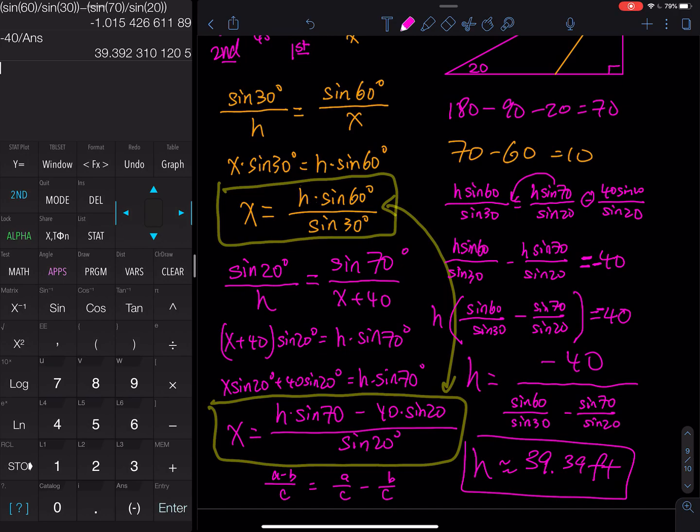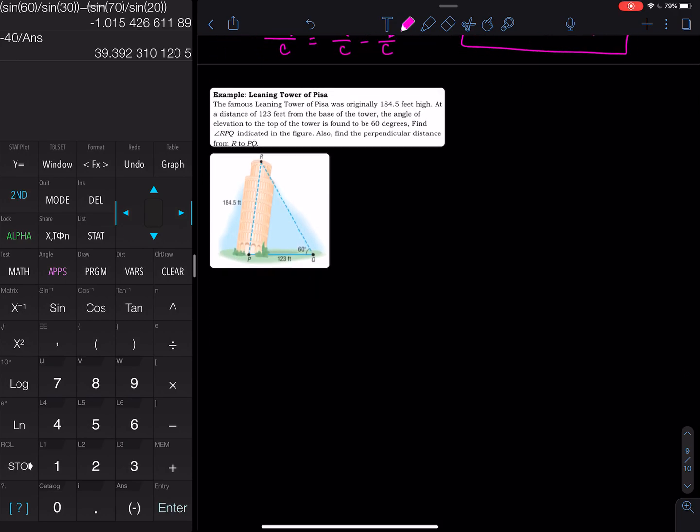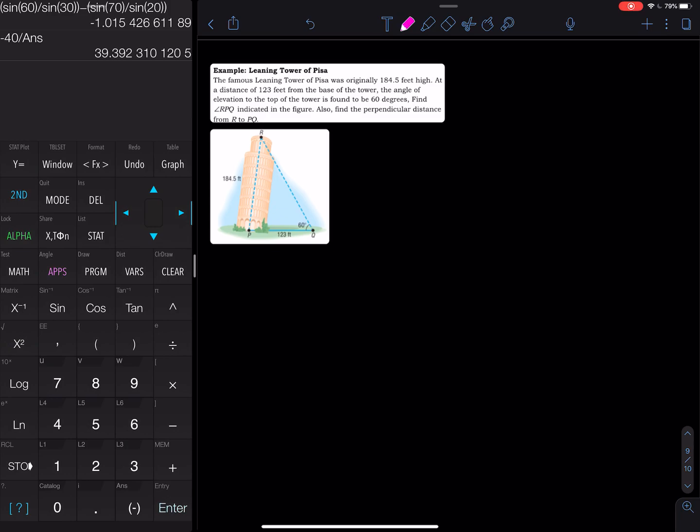All right, let's do the last one. So the last one is the Leaning Tower of Pisa. The famous Leaning Tower of Pisa was originally 184.5 feet high at a distance of 123 feet. So they got everything in the picture from the base of the tower. The angle of elevation is 60 degrees. They got that in the picture as well. Find the angle RPQ indicated in the figure. Also find the perpendicular distance from R to PQ.